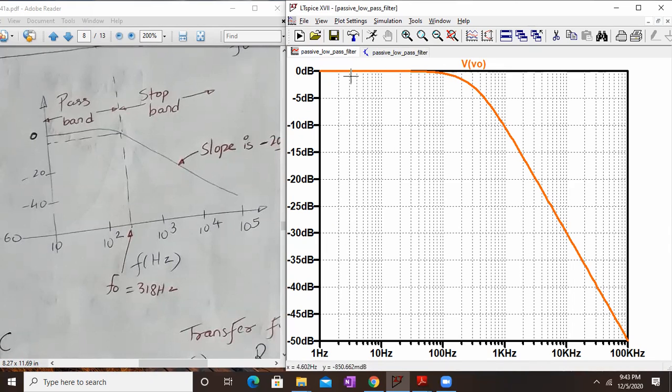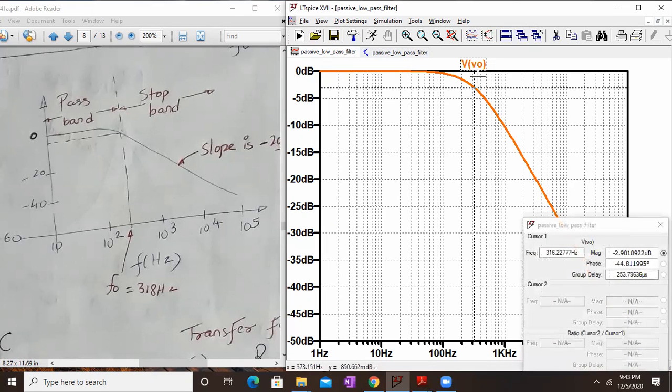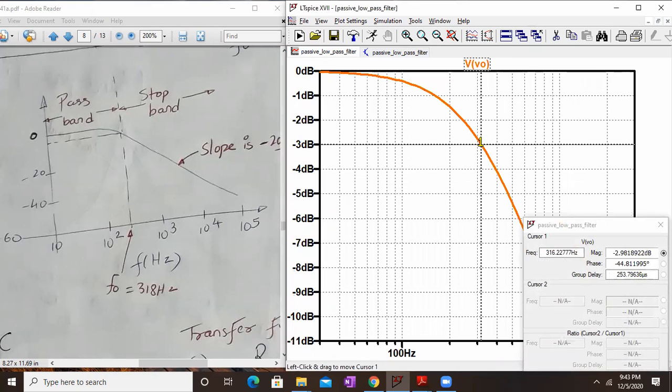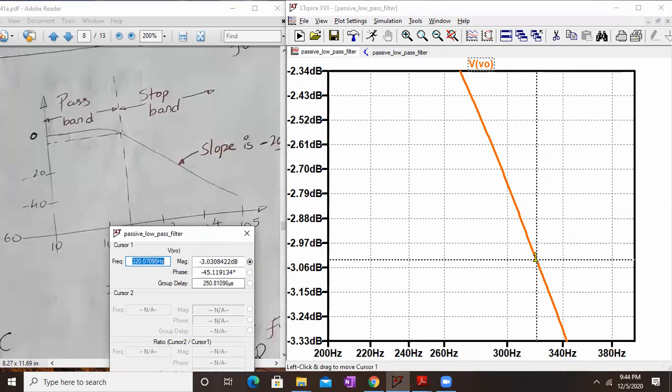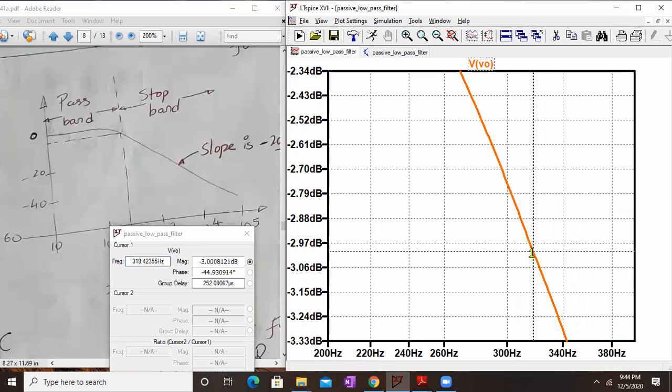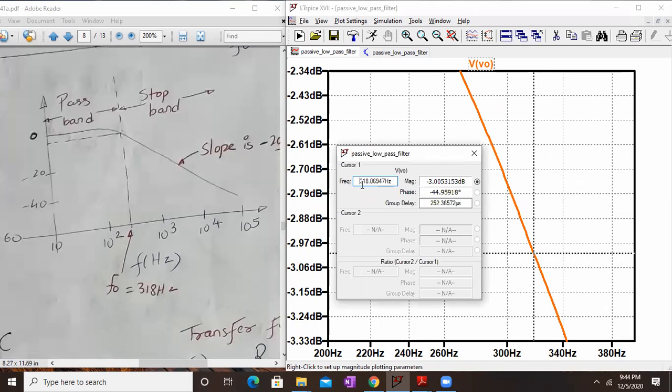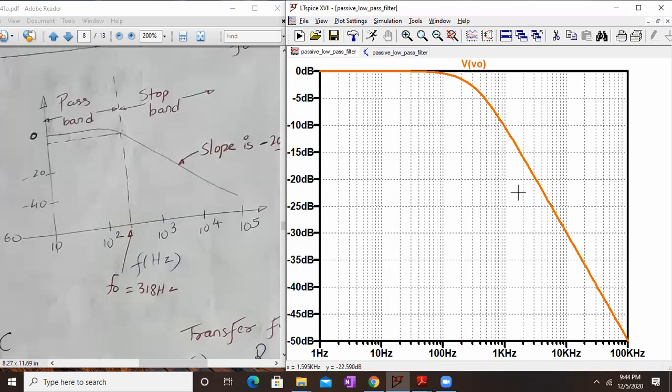So how will you measure the cutoff frequency? Go 3 dB down. This is 0 dB, so you have to go 3 dB down, so it will be around minus 3 dB. If I go a little bit down, I will push this over here, exactly around minus 3. Okay, this is minus 3, and as you can clearly see, the value is 318.06 hertz. That's the same value we got from the calculation. So that's what is happening over here.